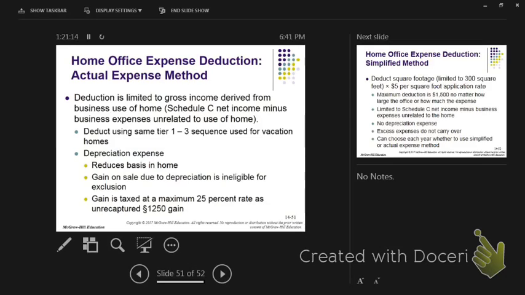What was I saying? The deduction is limited to gross income. You can't go above gross income. And depreciation, that's a big thing. Depreciation of the house is key. It does have to be recovered if you sell the house, and it's the same sequence as with the vacation home. It's tier 3. And it's probably the biggest reason people deduct their home on their taxes: the depreciation that they get from it. It's a big expense that shows up and helps them with the reduction of their taxable income.